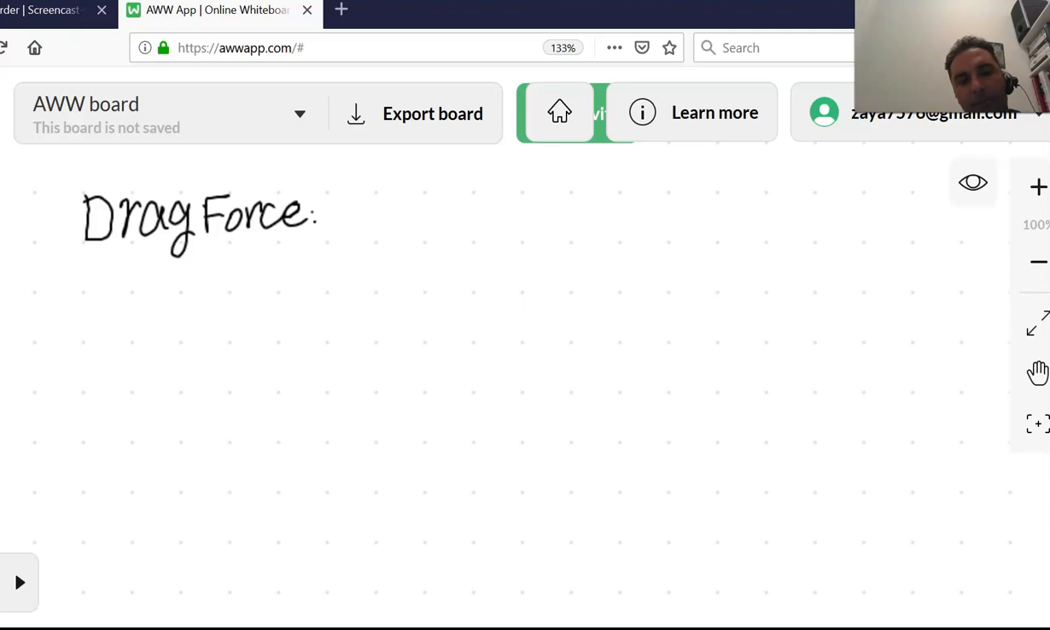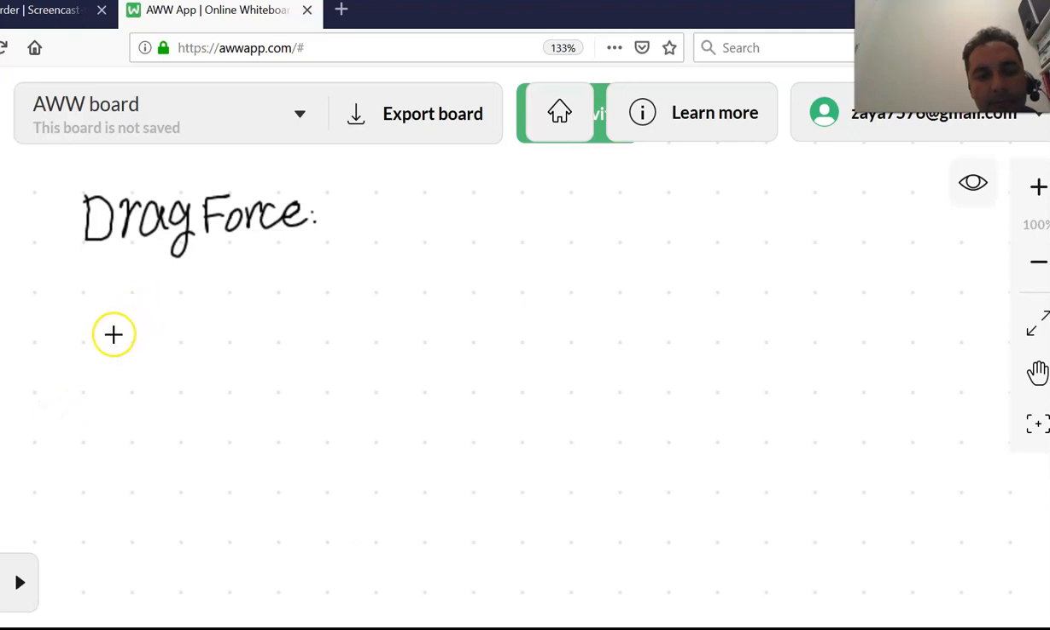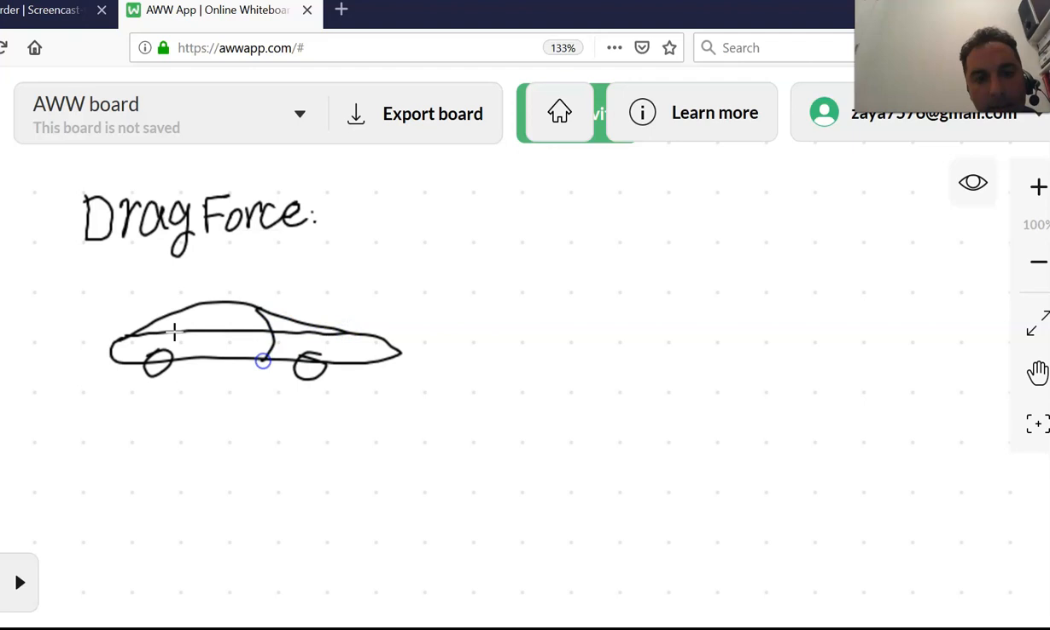If you remember, drag force is a resistance force formed by air on the object. So imagine, guys, that if you do have a car, okay, let's say this is a car, and the drag force equation becomes 1/2 rho C A v squared.